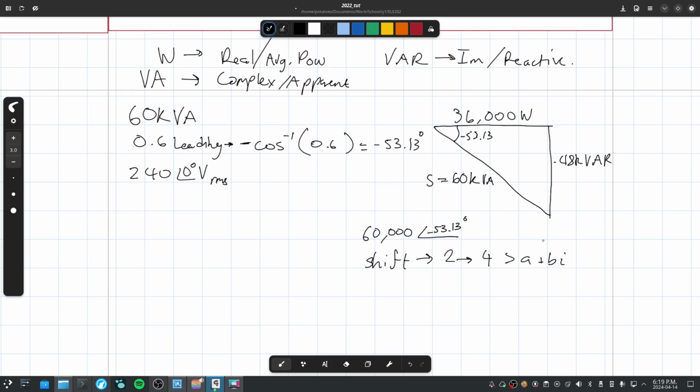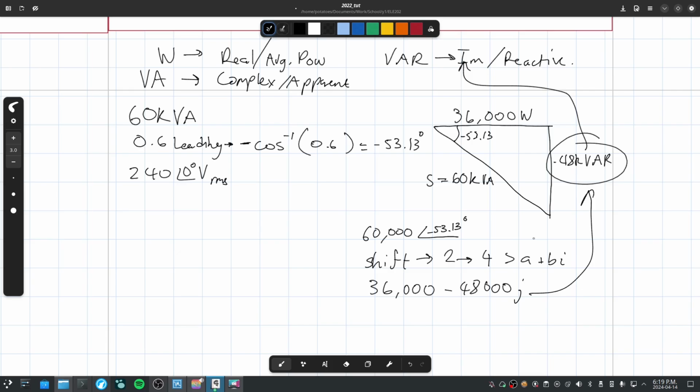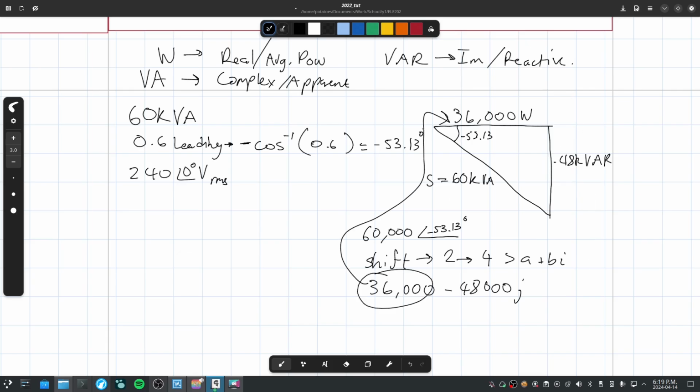And once you put that in your calculator, it will just spit out the real component. It'll spit out 36,000 minus 48,000j. Remember, this is your imaginary, right? So, negative 48,000. This is your real component, 36,000.